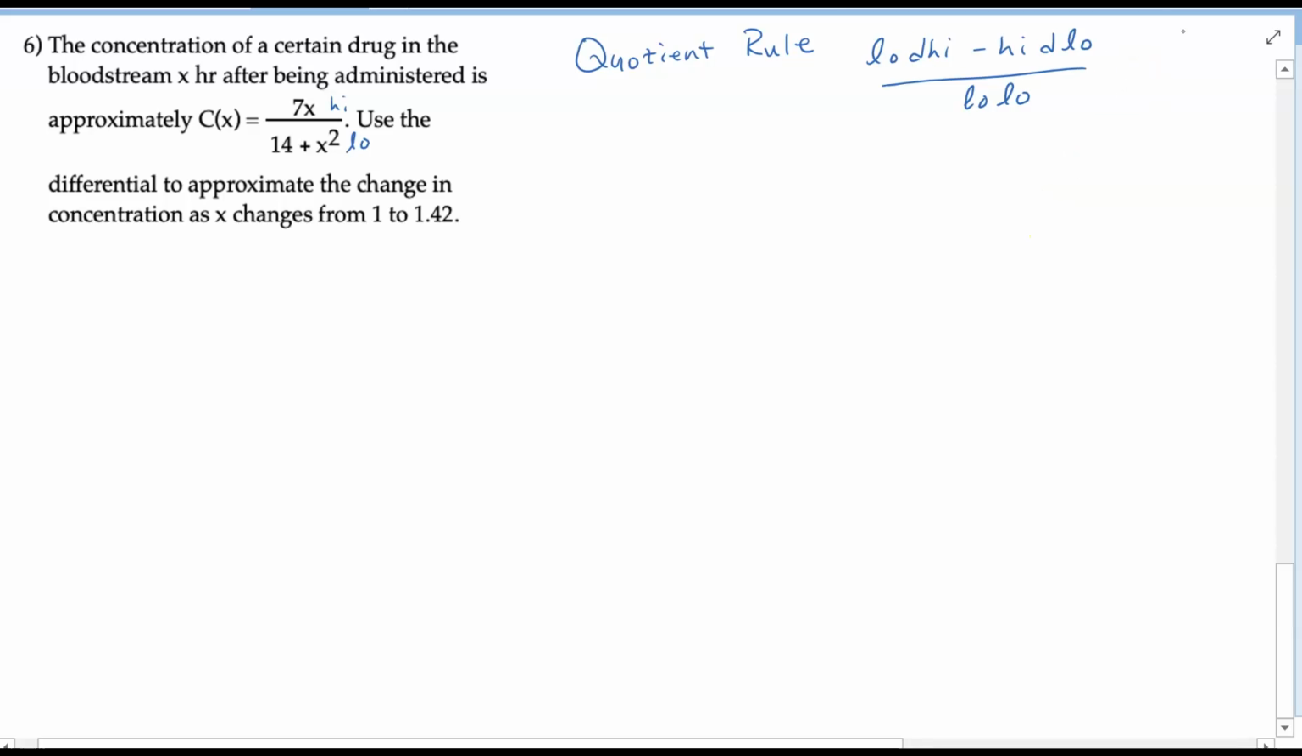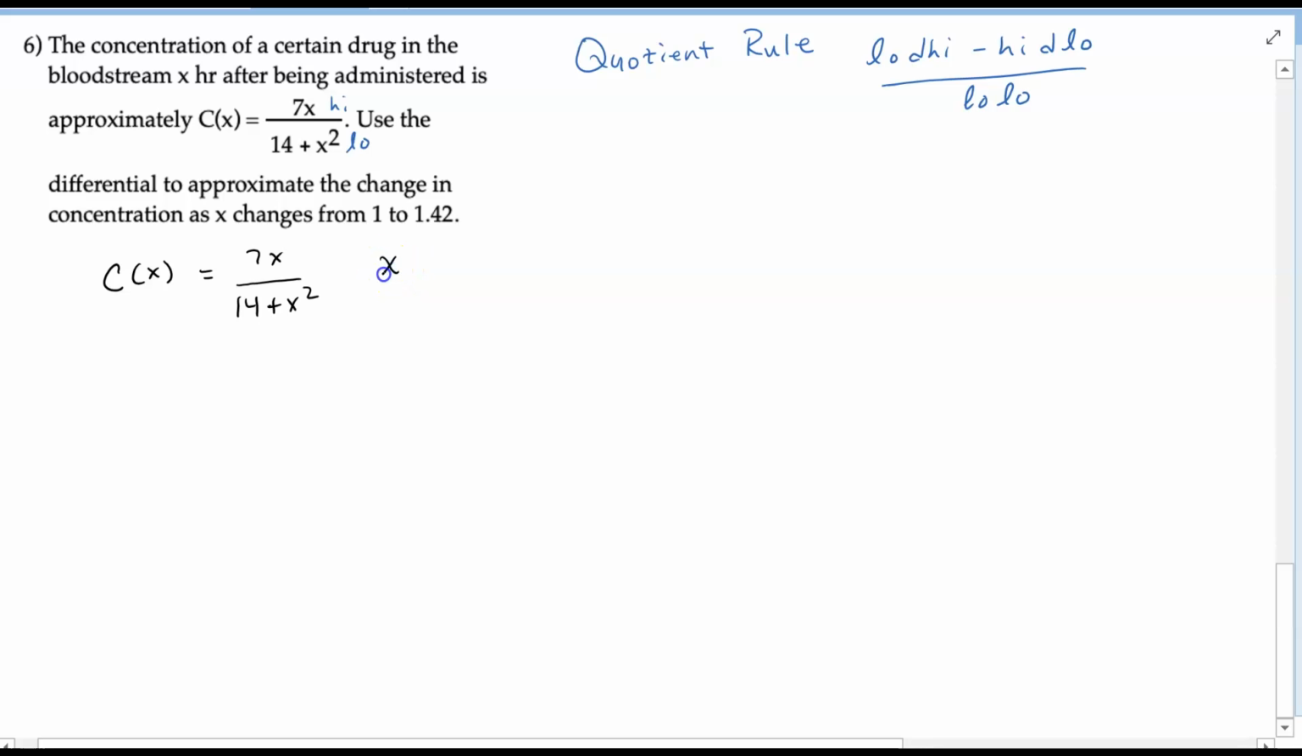So we're going to need to do that. So let's go ahead and write down what it is that we know. We know our function c of x is 7x over 14 plus x squared. It says use the differential to approximate the change in concentration. So this says the concentration of a certain drug in the bloodstream x hours after being administered is approximated by this function. Use the differential to approximate the change in concentration as x changes from 1 to 1.42.